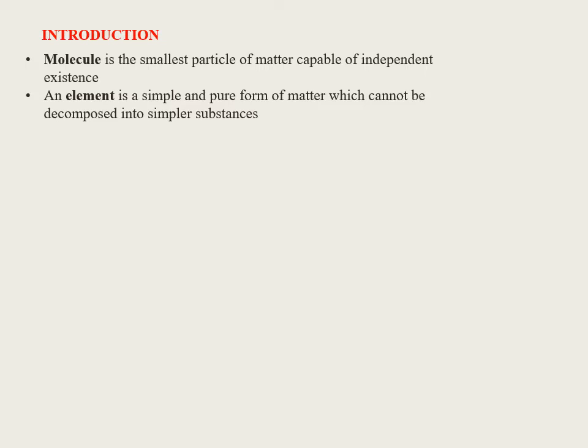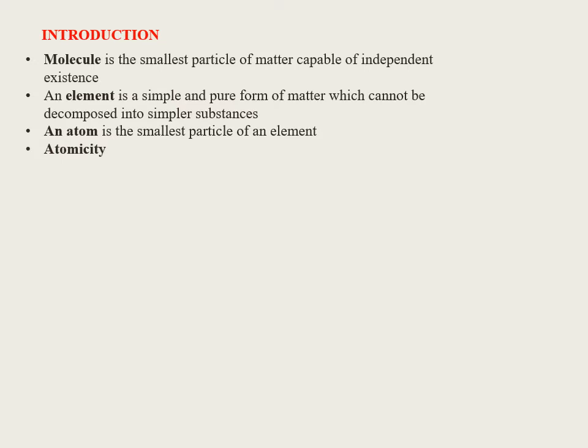All elements are made up of atoms, the smaller particles of an element, which represent all the properties of an element. An atom is the smallest particle of an element which may not exist independently but can take part in chemical reaction. Atomicity is the number of atoms in a molecule of an element.